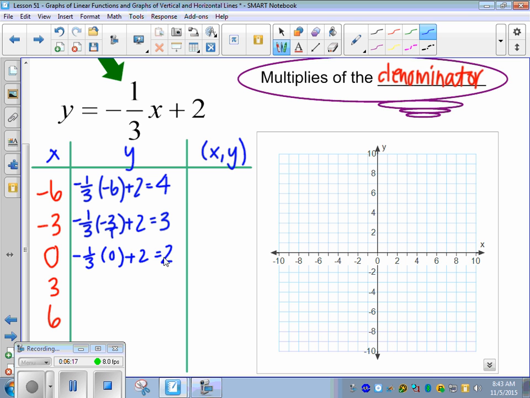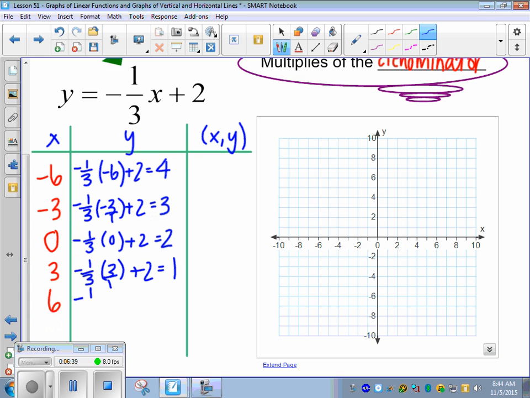Again, we're starting to see a pattern. These patterns will happen pretty nicely when you pick good x values, okay? So negative 1/3 times 3 plus 2. Negative 1/3 times 3 over 1 gives me negative 1 this time, plus 2 is 1. Finally, negative 1/3 times 6 plus 2 equals, I can put my 6 over 1. This 3 cancels, makes this a 2. So I get negative 2 plus 2 is 0.